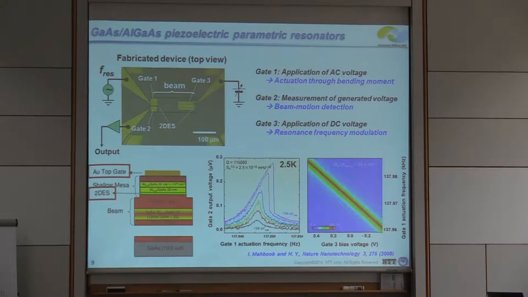What is the nature of this nonlinearity in your case? Okay, so in this case, this is geometrical properties. I mean that this is a beam resonator. So this nonlinearity also comes from the geometrical effect.